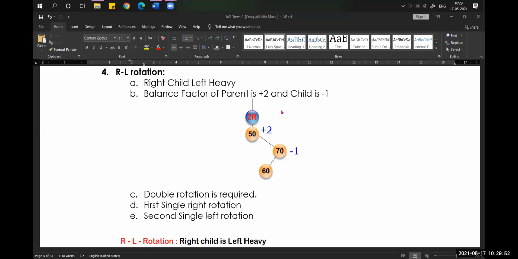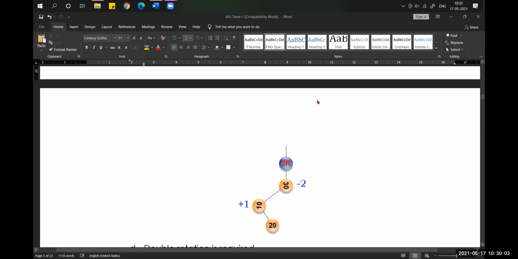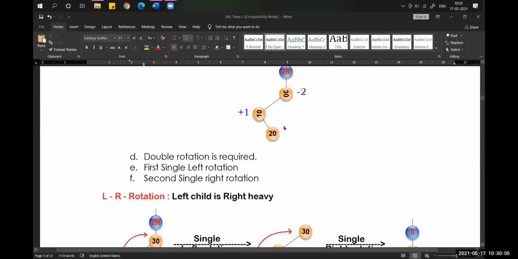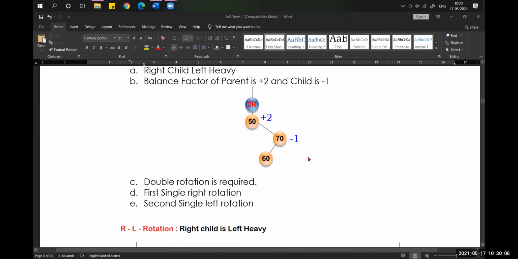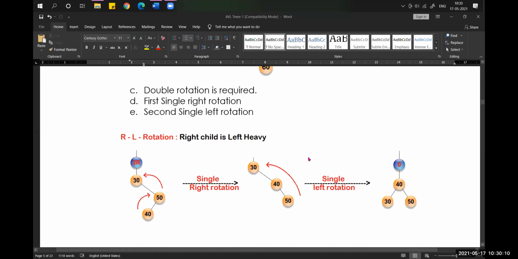So what is the balance factor when we have to do RL? The parent has plus 2 and the child has minus 1. In the previous case, the parent had minus 2 and the child had plus 1. The opposite of that one is RL rotation.